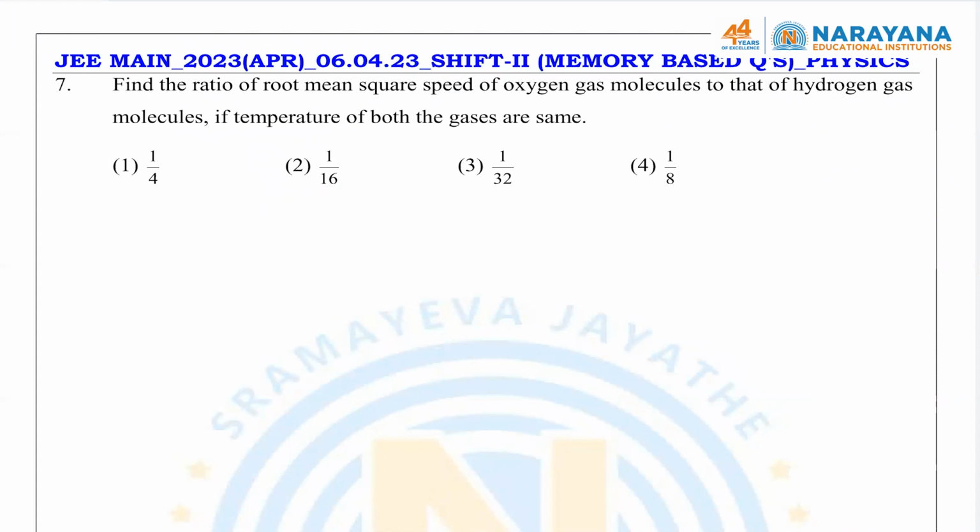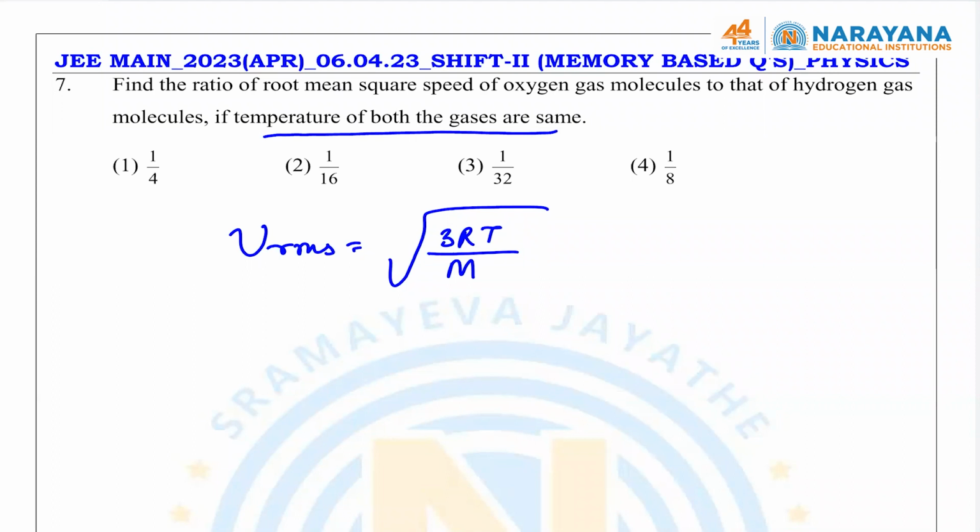Question number 7. We have to find the ratio of the root mean square speed of oxygen gas molecules to that of hydrogen gas molecules. So root mean square, VRMS. VRMS is square root of 3RT by M, where M is the molecular mass. The temperature is the same, so all we need is to compare the ratio of molecular masses. So root mean square speed of oxygen to hydrogen. This will be square root.